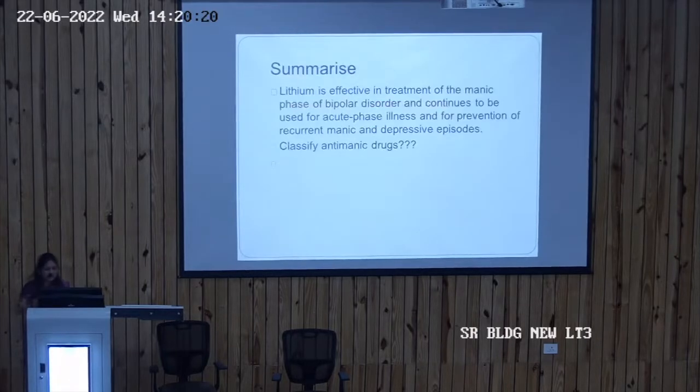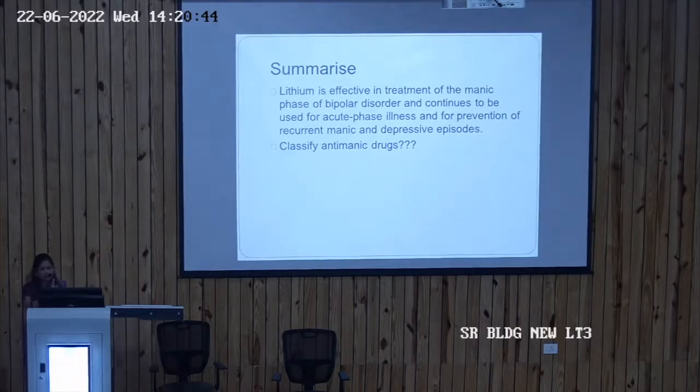Then atypical antipsychotics are also being used. We will take these drugs in detail when the chapter covering them is taken. So for the summary, lithium is effective in treatment of the manic phase of bipolar disorder and also in acute mania, to prevent the recurrent manic attacks.